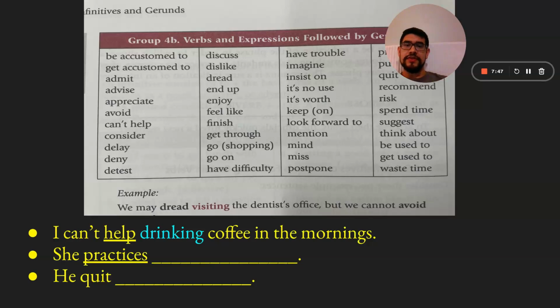Like infinitives, gerunds are also about memorization. So here are some verbs or expressions which will precede the gerund. I can't help drinking coffee in the mornings. So we have our verb help, and then we have drinking, so there's our gerund. And then we have she practices. Practices is on the list. What does she practice? Singing every day. So our gerund is singing.